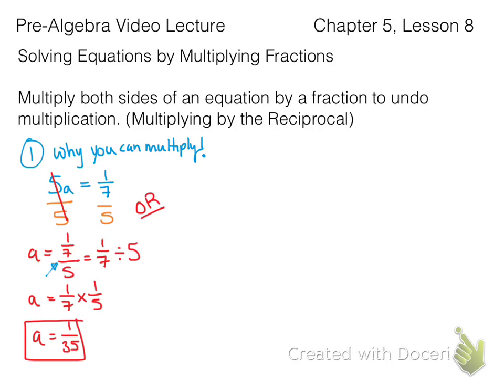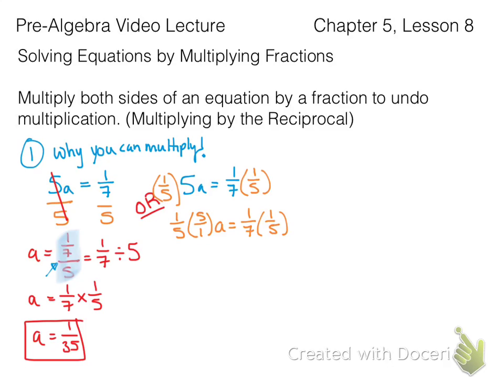Or there is a slightly faster way to do it that does not involve this scary thing right there, which is still 5 times a equals 1/7: multiply by the reciprocal on both sides. So the reciprocal of 5 is 1/5. If I multiply 5 times 1/5, it's going to cancel out. But what I do on one side of the equal sign, I have to do on the other.